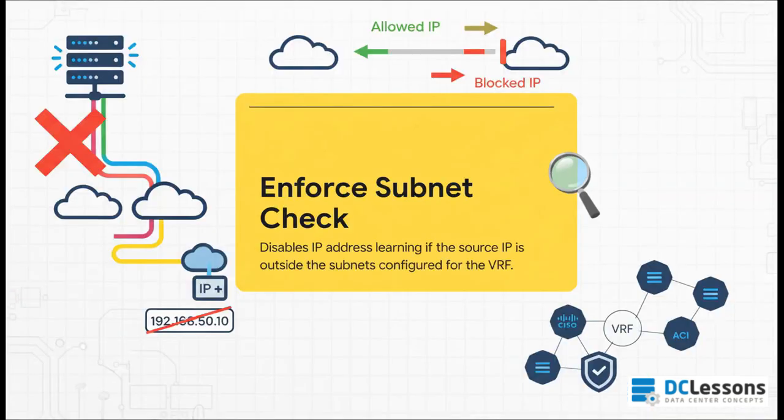Next up, we've got Enforce Subnet Check. This one is incredibly powerful. Just picture this. A server or a VM comes online, but it's been misconfigured with an IP address that doesn't belong to its network segment. Without this check, ACI might just learn that wrong IP and poof, you're black-holing traffic and you've got a huge headache on your hands. This feature just tells the fabric, hey, if an endpoint's IP doesn't belong to a subnet that's actually configured for its VRF, just don't learn it. Simple, right? But so effective.